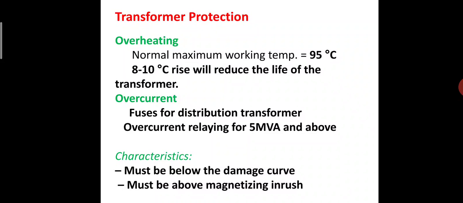Switch on fans at 60 degrees, alarm at 95 degrees and trip at 120 degrees Celsius. Overheating protection of transformer: switch on fans 60 degrees, alarm 95 degrees Celsius, trip 120 degrees Celsius.